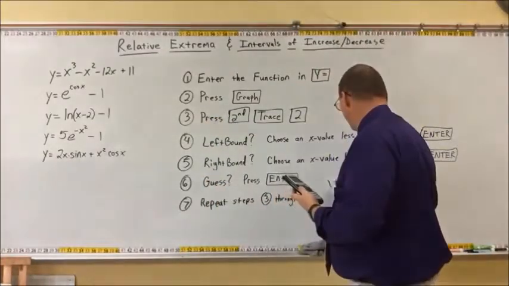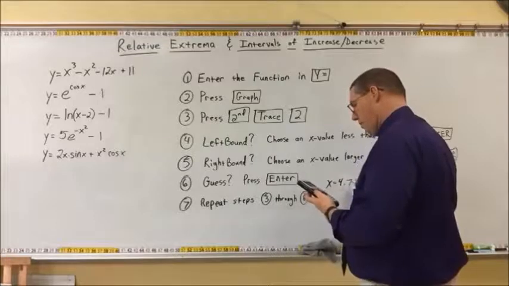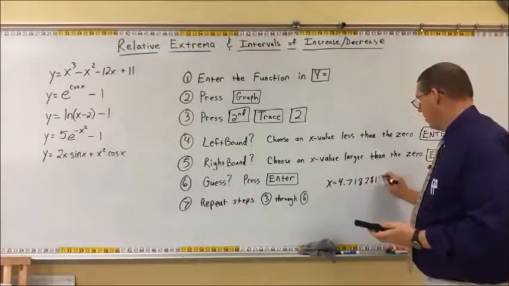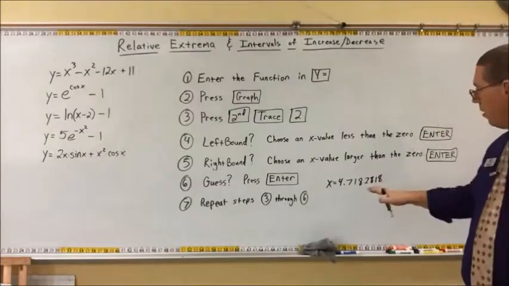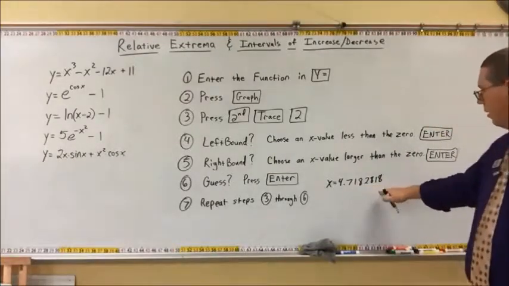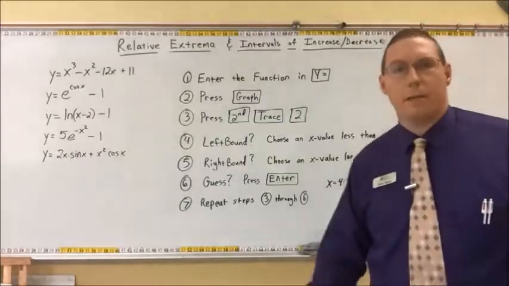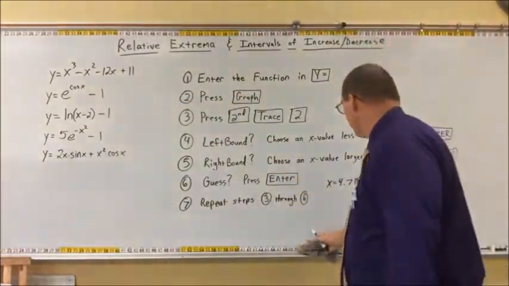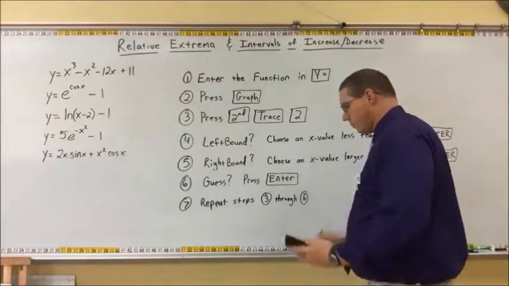And it tells me that the 0 is at 4.7182818. So x equals 4.7182818. There we go. I'm seeing an e in there. Look at that. 1828 shows up in e. So there's only 1 zero in that one. Now let's move on to number 5 there.